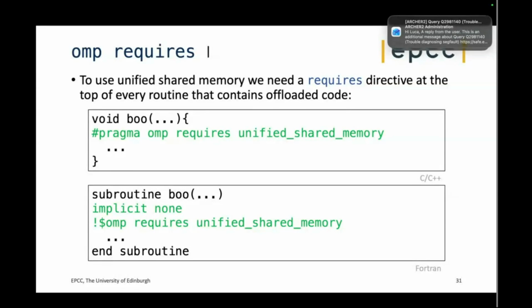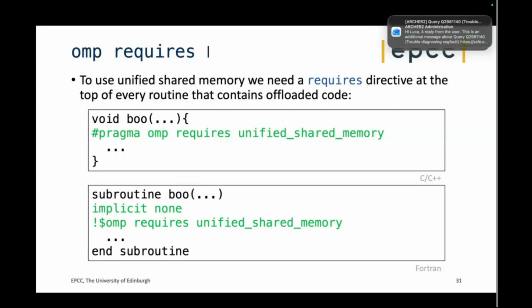So by default, if you try to access data on the CPU from the GPU, well, your application is just going to crash. So you want to somehow make sure that if you're accessing memory from the CPU, unified memory is actually turned on, assuming it's supported. So the way you do it in OpenMP is using this requires directive. Essentially, you have at the top of each subroutine, you have to add this OpenMP requires unified shared memory.